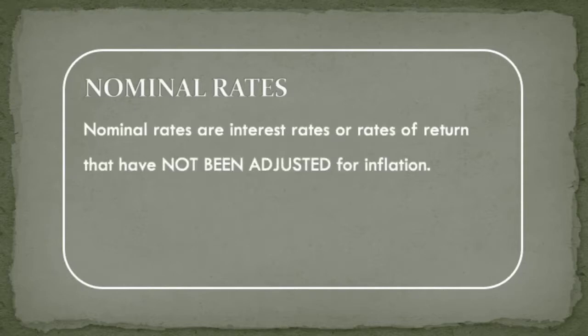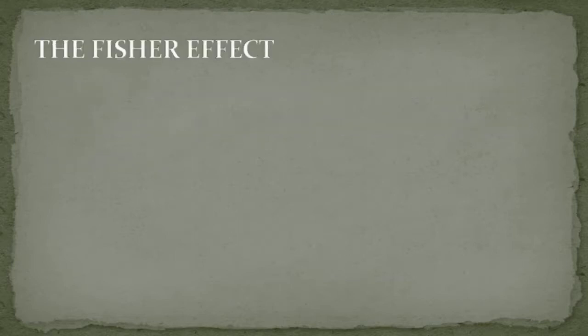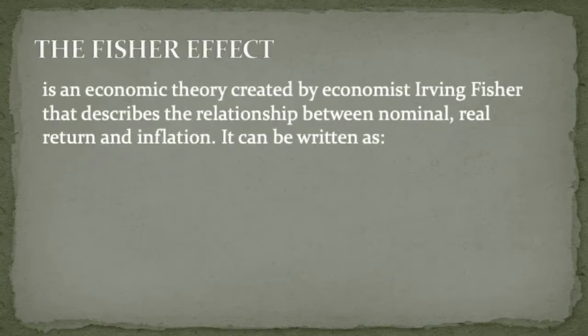In contrast to the real rate, the nominal rate is the interest rate that has not been adjusted for inflation, or simply the stated interest rate of a loan. For example, if you borrow $100,000 with 8% interest, expect that you will only pay 8%, no need to adjust for inflation. The Fisher effect is an economic theory created by economist Irving Fisher that describes the relationship between real and nominal return and inflation rates. It can be written as 1 plus nominal rate is equal to 1 plus real rate multiplied by 1 plus inflation rate.